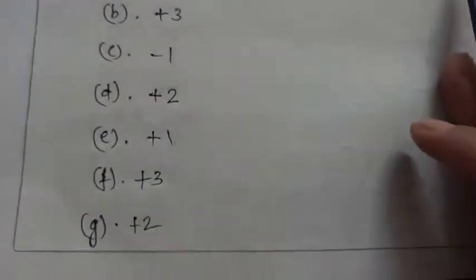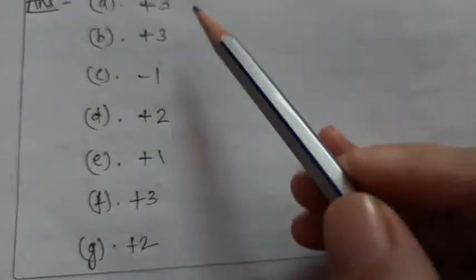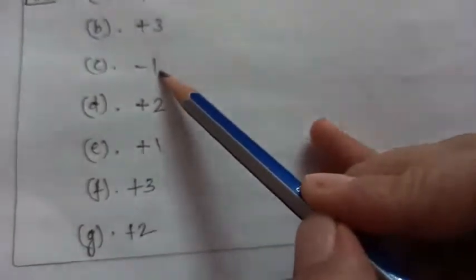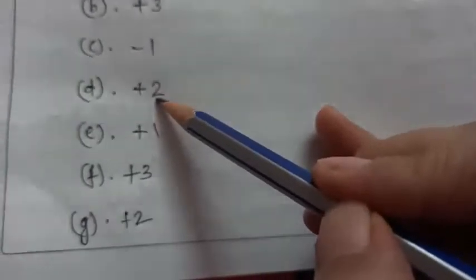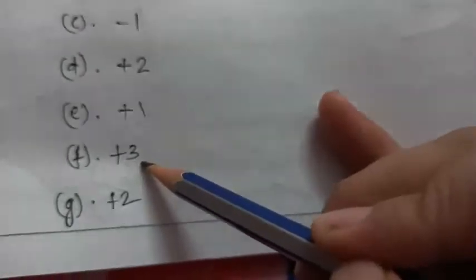In the first example, cobalt should be in +3 oxidation state. In second, iron is in +3. In third, cobalt is in -1. In D, palladium is in +2 oxidation state. In E, gold is in +1. And in F, cobalt is in +3. And in the last example, platinum is in +2 oxidation state. So I hope this is clear to everybody. Now try with these examples. Hopefully you will be able to do it.